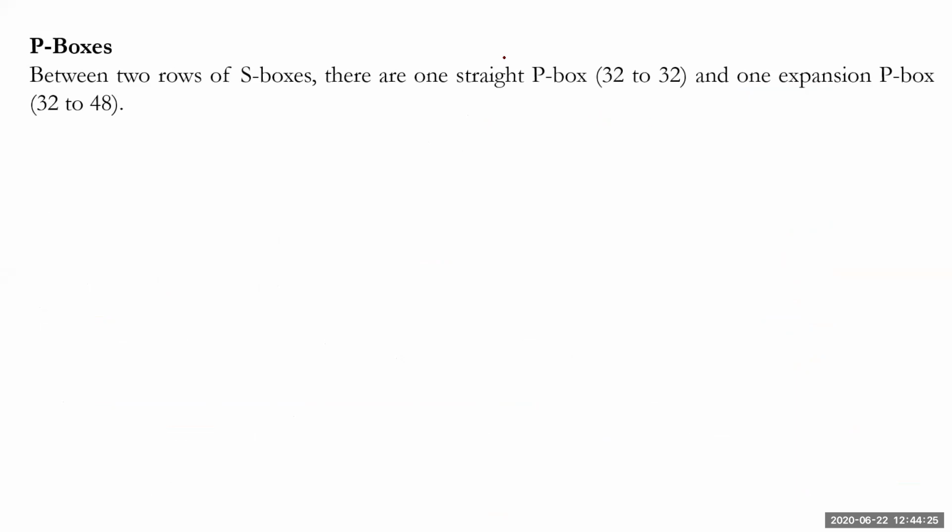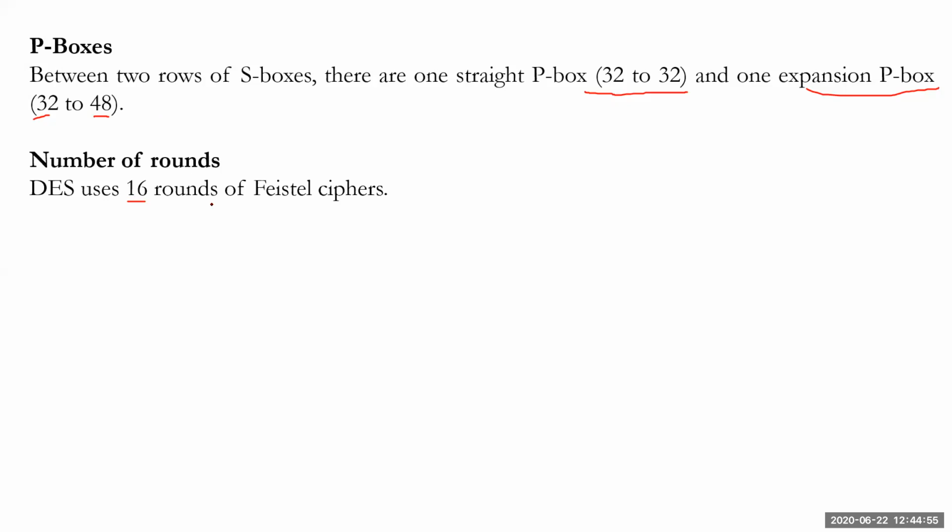Followed by P boxes. There are two different types of P boxes used. One is a straight P box, which takes 32 bits as input and produces 32 bits as output. The second is the expansion P box, which takes 32 bits as input and provides 48 bits as output. For the exclusive OR, we use the expansion P box here. The number of rounds is 16 rounds in DES.